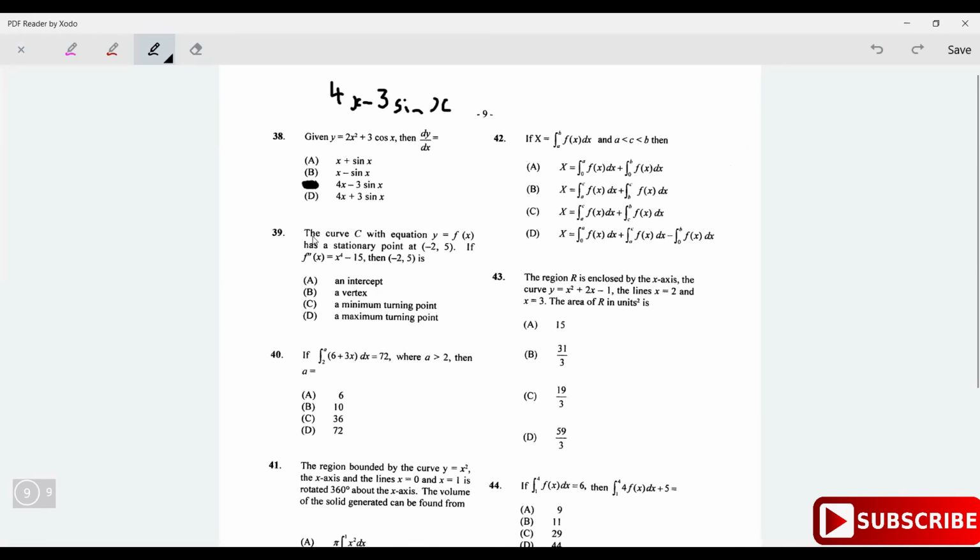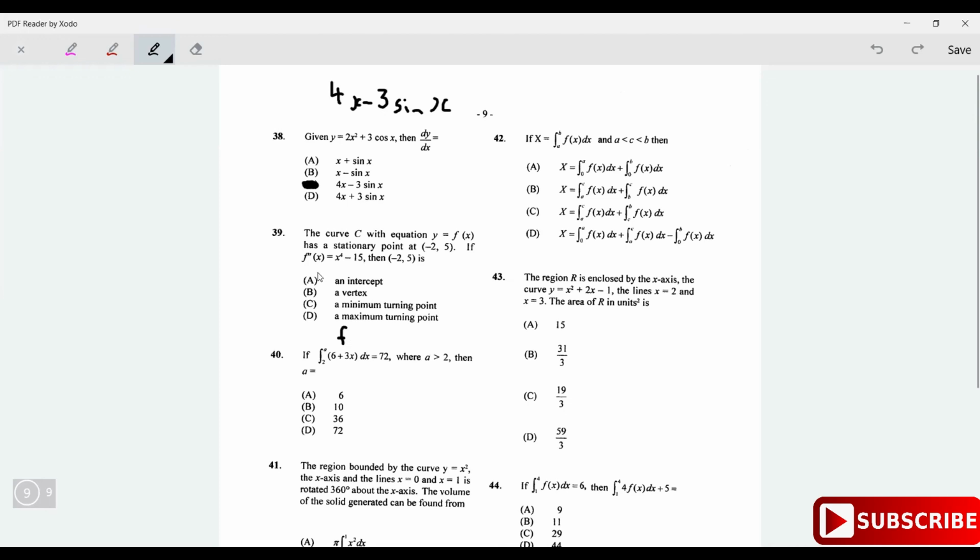Easy. It says a curve C has equation y equals f of x, and the second derivative is x to the 4 minus 15. Then minus 25 is. So the first thing we need to do is find what f double prime is.